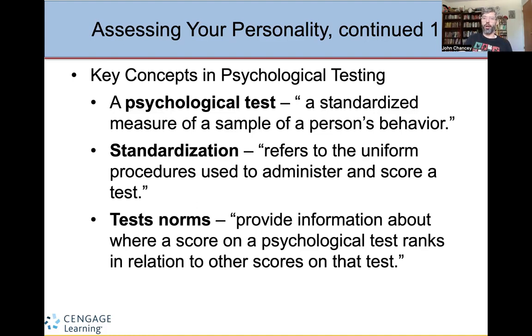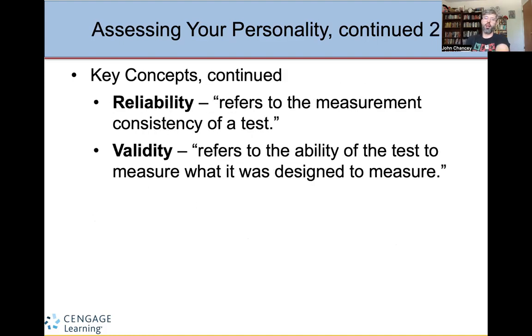So if you scored 100 on an IQ test, that means you scored right smack dab in the middle of everybody else who took that test. You scored better than 50%, you scored worse than 50%. So that's what we mean by the scores are normed. The scores are compared to each other.